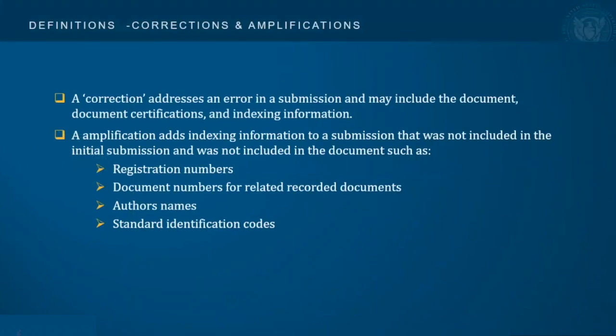For purposes of the recordation system, a correction addresses an error in a submission and may include the document, certifications, and indexing information. An amplification adds indexing information to a submission that was not included in the initial submission and is not contained in the document, such as the following: registration numbers, document numbers for related recorded documents, authors' names, and standard identification codes. An amplification may not include works that are not identified in the document.